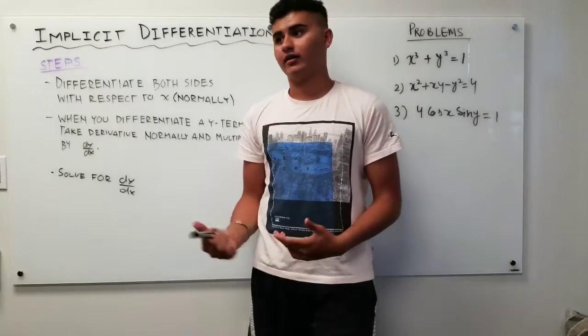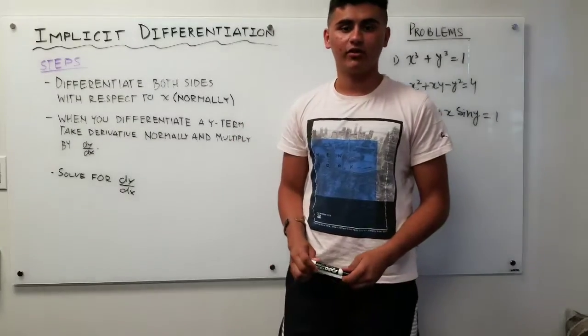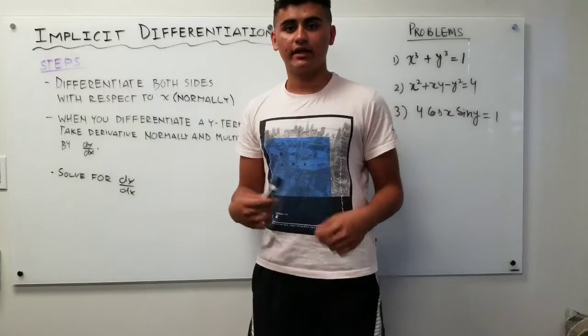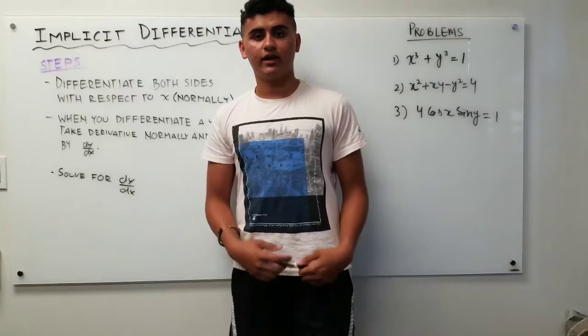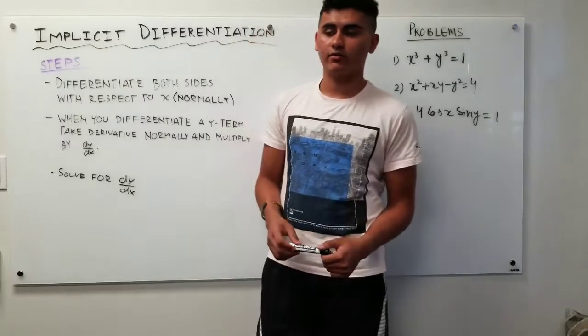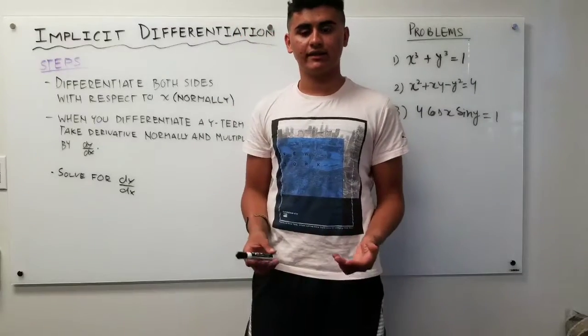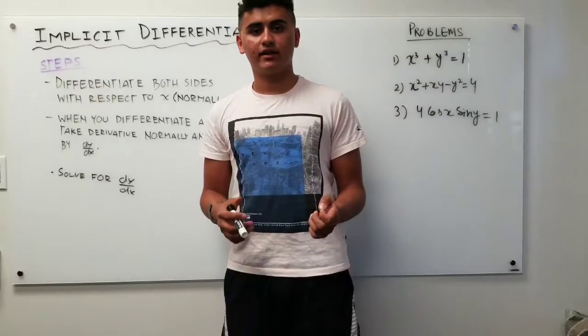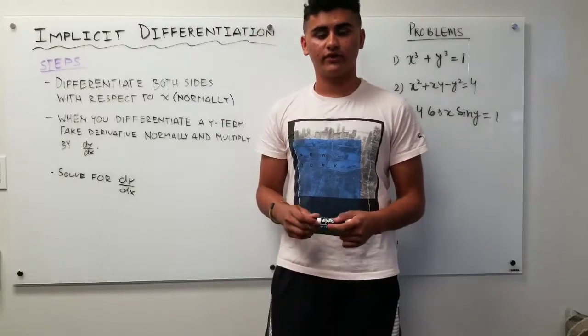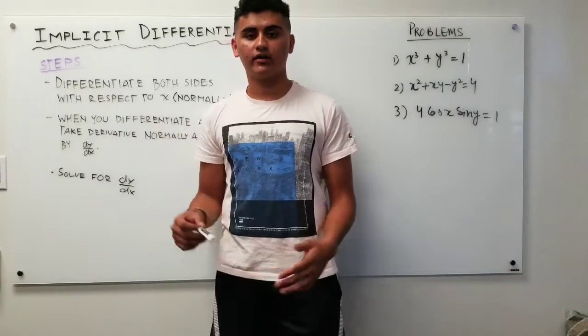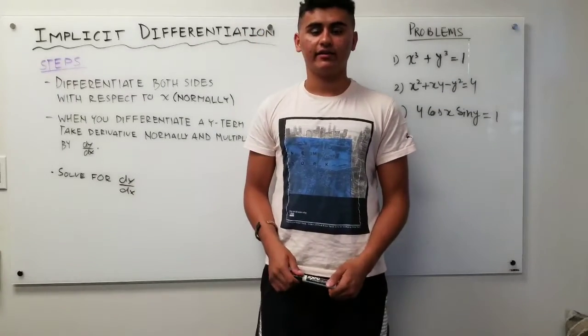But before I get into implicit differentiation, I want to go over what we've been doing these past few weeks with explicit differentiation. Explicit differentiation is when we take the derivative of a function which is explicitly written in terms of one variable, such as y is equal to some function of x. But not all functions are like that.